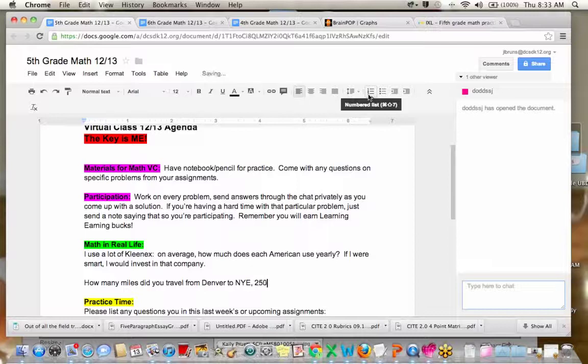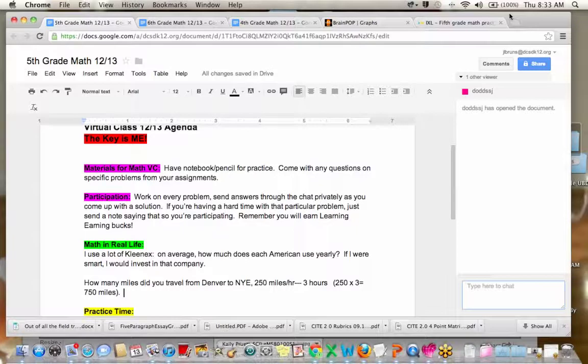So if you are going 250 miles per hour and it took 3 hours, that's a pretty simple little math problem. That's 250 times 3. Anybody want to work that out? 750 miles. There you go. So approximately 750 miles. I'm not sure if that's completely accurate, but it's a good guess. All right. So just be aware of these things as you come across them in real life.